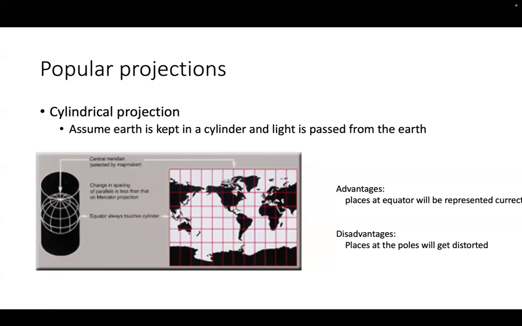The advantage of this cylindrical projection is very simple. Since the area at the equator is touching the cylinder, the areas at the equator are represented correctly. However, areas at the ends, like Antarctica, Greenland, and so on, get distorted because the light coming from near the poles gets diffracted. That is why the places at the North Pole and South Pole look very long.